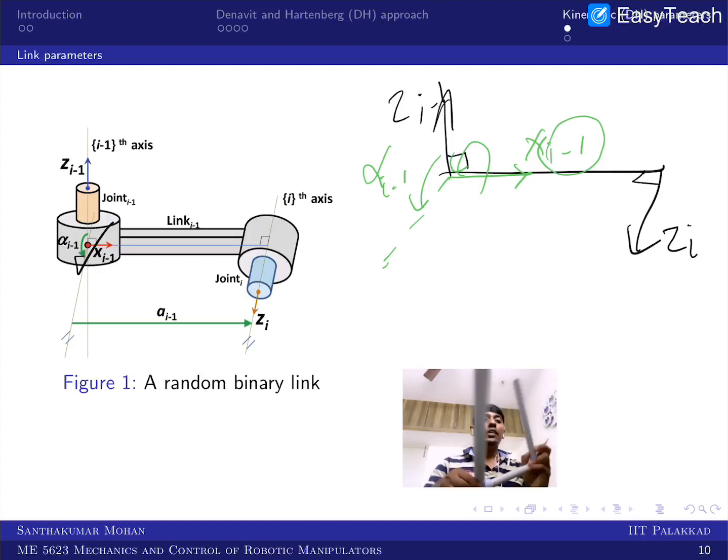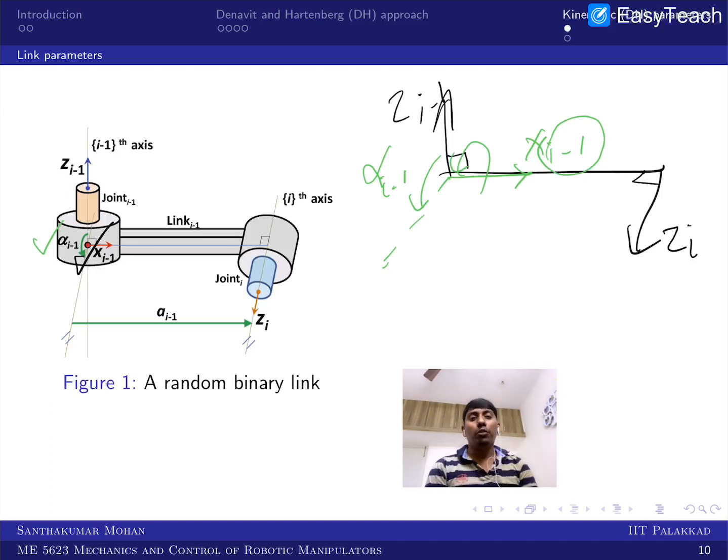So what does that mean? The link was like this. It is parallel, but you have twisted it, and now you are making it back. That is why it is called the twist angle, because the link is twisted between two axes. They are supposed to be parallel, but it is twisted. So the angle between zi minus 1 and zi about xi minus 1, this angle you call the twist angle. The positive rotation is about xi minus 1: you put your thumb so that it points outward, and that is the positive direction. In the same way, alpha i minus 1 is the positive angle.